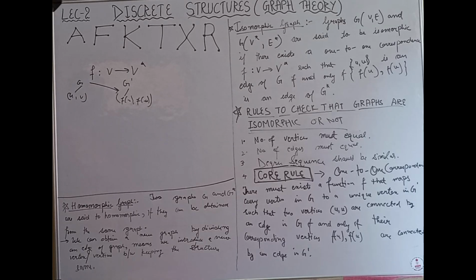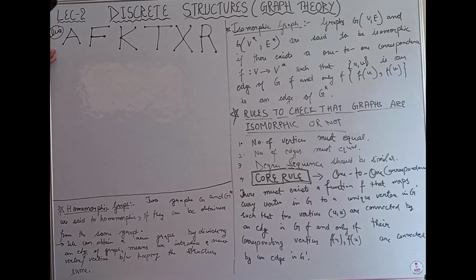So first of all, in questions, you will be given certain diagrams. This is the question given to you. These are not alphabets, these are given in the form of graphs. So these dots denote vertices, and this line denotes an edge. In exams, questions will be like this: you are given a number of graphs and you have to check which of the following pairs of graphs are isomorphic.